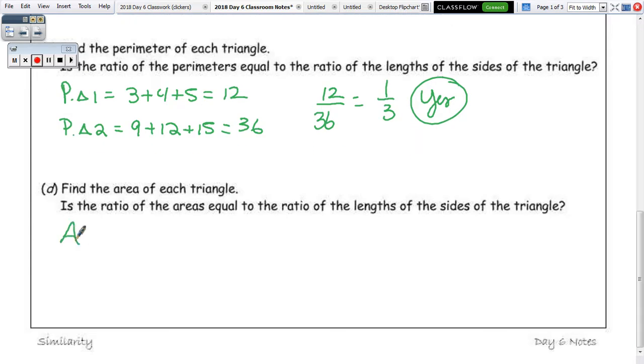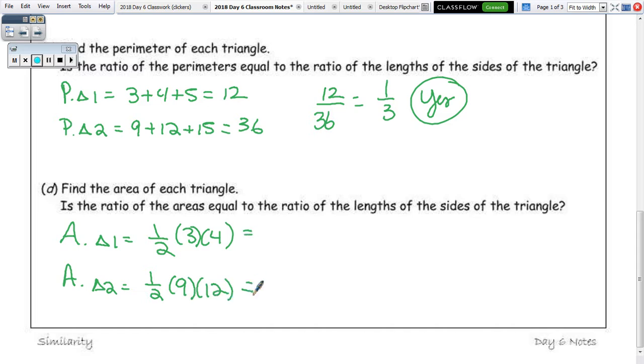So the area of triangle 1 is 1/2 base times height. What's the base and height of triangle 1? Three and four. So 1/2 of 3 by 4. And then the area of triangle 2 is 1/2 of 9 by 12. Half of 4 is 2, and 2 times 3 is 6. Half of 12 is 6, and 6 times 9 is 54.